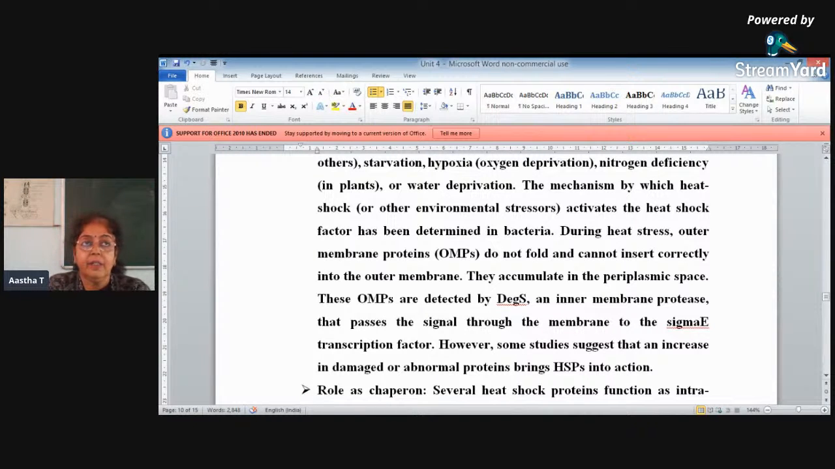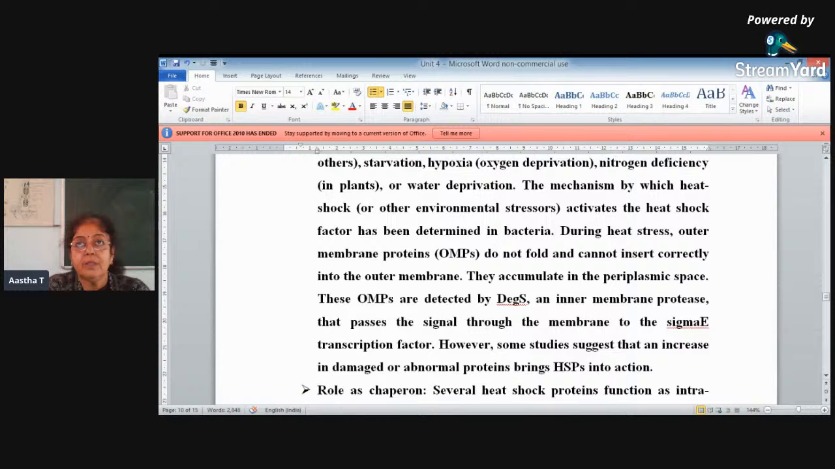To detect such proteins, there are signal proteins, the inner membrane protease, which passes the signal to sigma E transcription factors. And then we will notice the first phenotypic effect in this stressful condition: even though they are outer membrane proteins, they do not bind to the outer membrane, and remain hidden in the periplasmic space. So in that case the signal will be given by DegS. So they will be detected. Such outer membrane proteins in the periplasmic space can be detected by the DegS protease, and it will pass the signal through the membrane to the sigma E transcription factor.